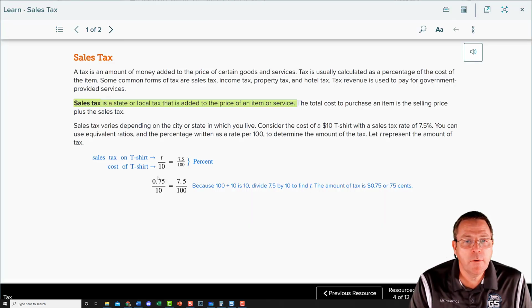And that is how they got this 0.75 over 10 right here. Now they took and kind of worked backwards. They said 100 divided by 10 is 10, so divide 7.5 by 10, but I think I like it a little bit better the way I showed my work.